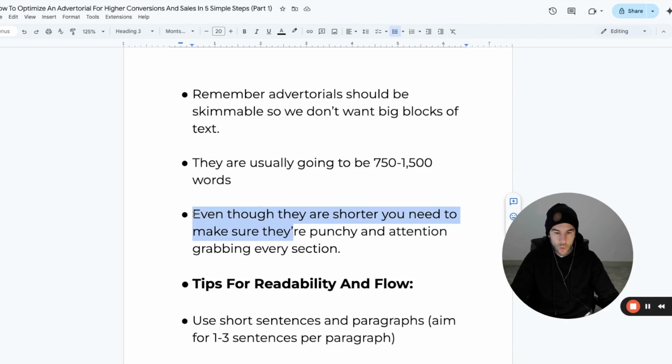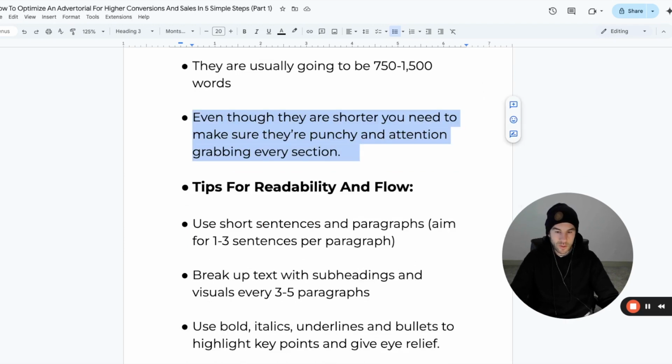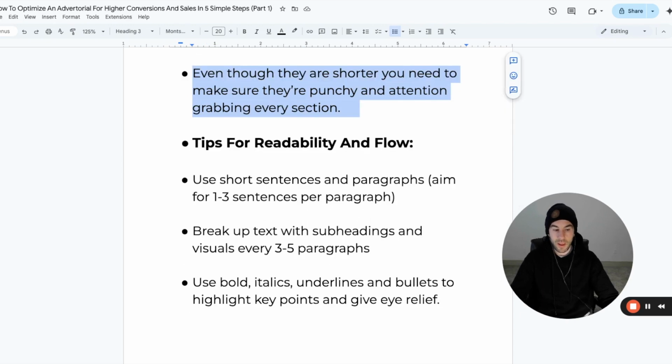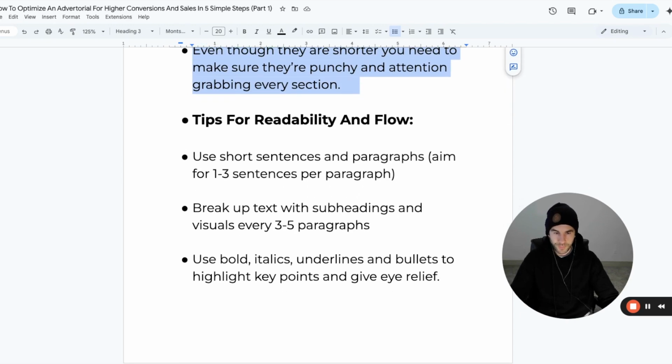And even though they're shorter, you still need to make sure they're punchy and attention grabbing in every section and that it flows really well together. Now, advertorials aren't a sales page, they aren't a video sales letter, but they still need to have the same principles of flow, and readability needs to be really smooth. So here are some tips for improving the readability and flow of your advertorial.